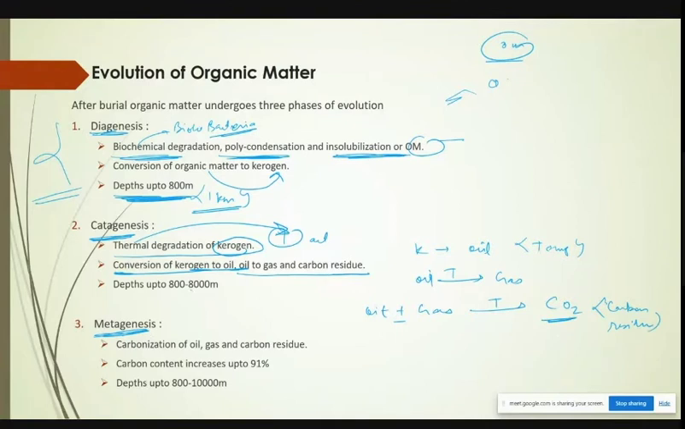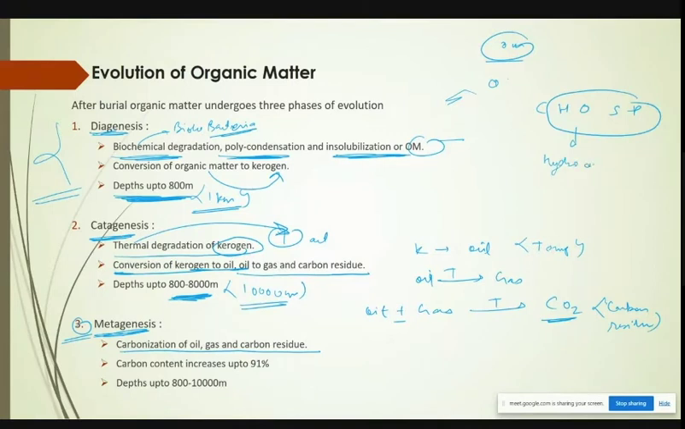Okay. And catagenesis is restricted to a depth of 8,000 meters, or if it extends, then it will extend up to a maximum of 10,000 meters. Further, we have metagenesis. In metagenesis, carbonization of oil and gas takes place. Carbonization means everything will escape except carbon. Like if we have a hydrocarbon compound, we have many elements like C, H, O, S, P. In hydrocarbon, we have these elements.